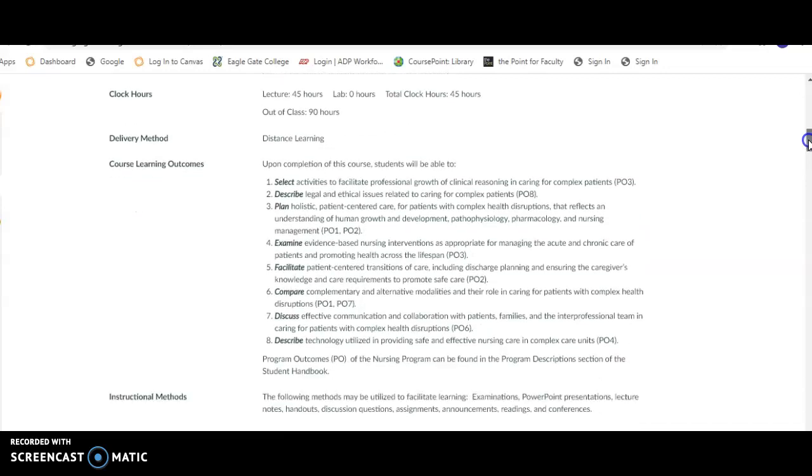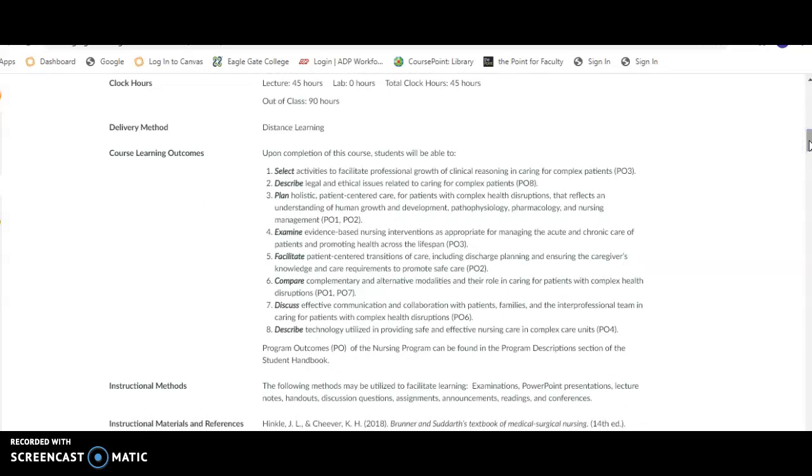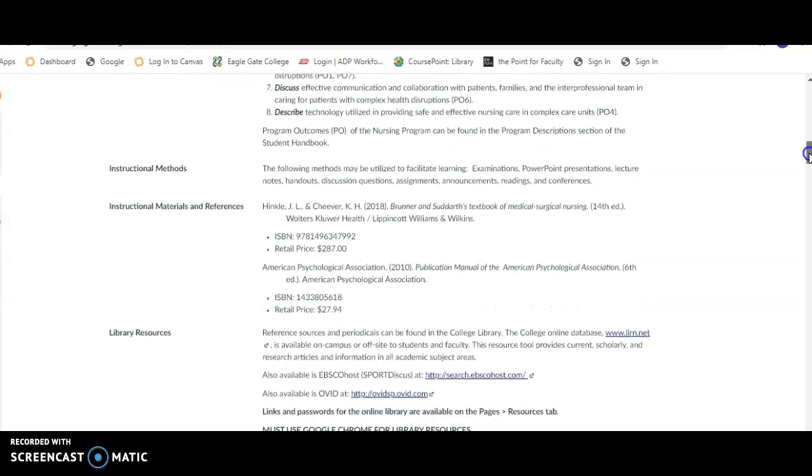This is your course learning objectives. I'm not going to go through them, but please take the time to read them because this is what you will be learning in this class. You will see them in the discussion threads and in your assignments, and this is what we hope to accomplish by the end of this class.